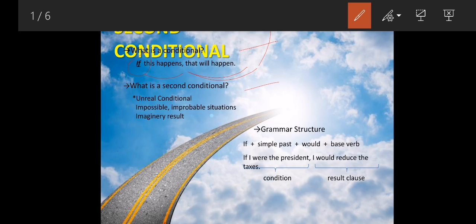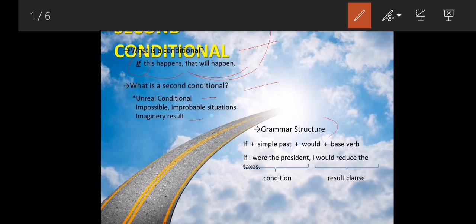Now, the second question is, what is a second conditional? It is often called unreal conditional because it is used for unreal, impossible, or improbable situations. This conditional provides an imaginary result for a given situation. It is very unlikely that the conditional will be fulfilled. Type 2 sentences refer to an action in the present that could happen if the present situation were different. We shouldn't really expect the situation to change because it is very unlikely.